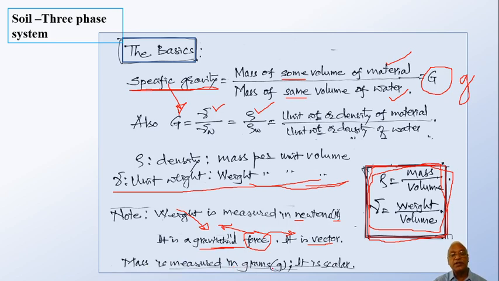Mass is measured in grams or kilograms. It is a scalar quantity. It doesn't have any direction as such. Because of that, one value or one magnitude is sufficient to indicate the mass. So in this slide I have given you the definition of specific gravity as well as the relations of specific weight and density. Okay, we'll go to the next slide.